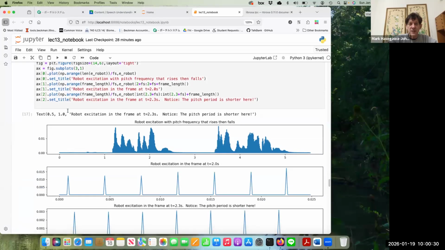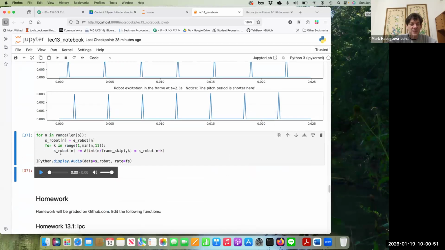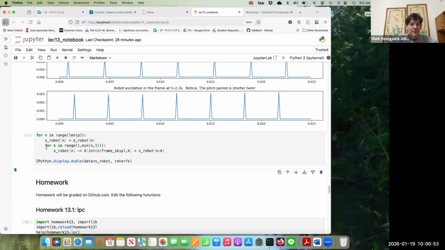The results look something like this. Here's the total excitation. It's always positive because these are always positive samples. Here's the excitation in the 200th frame. Here's the excitation in the 230th frame. Notice that in the 230th frame, the pitch frequency is higher, and so the pitch period is a little bit shorter. Let's listen to hear what it sounds like.